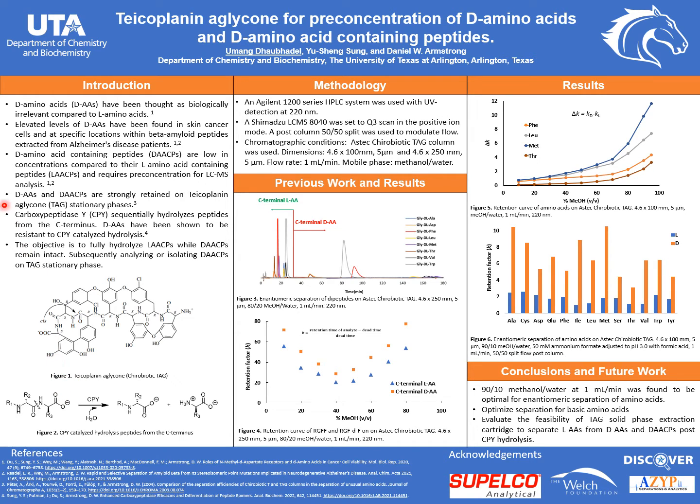TAG has a strong retention of D-amino acids and D-amino acid containing peptides, with the condition that the D-amino acid on the peptide needs to be on the C-terminus. This is why we can use carboxypeptidase Y, which is an enzyme that hydrolyzes peptides from the C-terminus, as shown in figure 2. You can see that it cleaves the peptide bond and releases an amino acid. The C-terminus here is the carboxylic group and the N-terminus is the amine group.